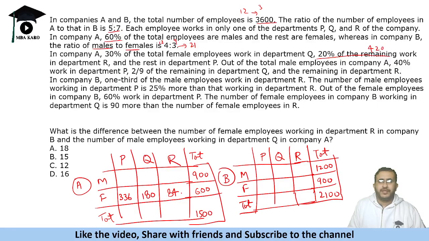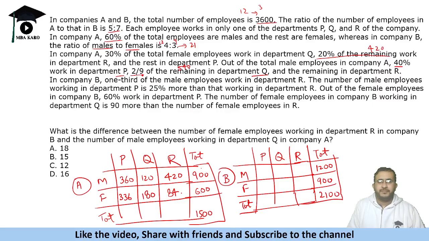Out of the total male employees in company A, 40% work in department P. So 40% of 900 is 360. And the rest, 2/9 of the remaining. Remaining is 540. 9 parts is 60, into 2, 120. 120 in Q. So R will be 420. Okay, so this is done.